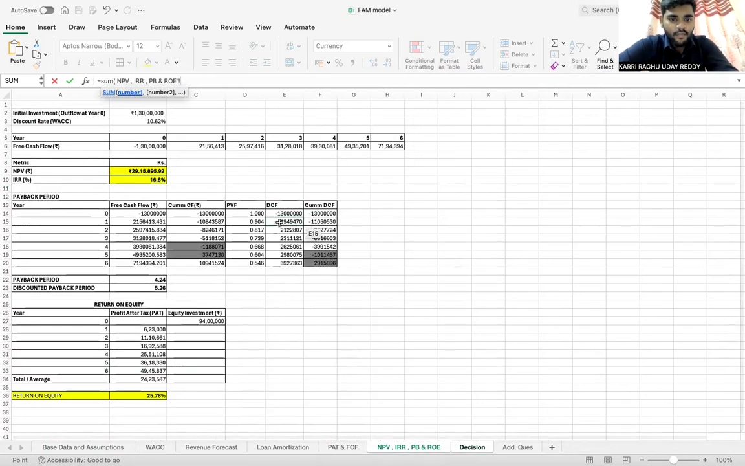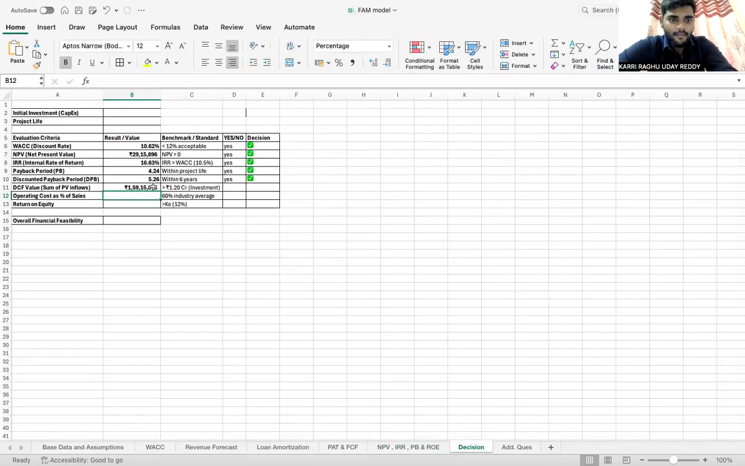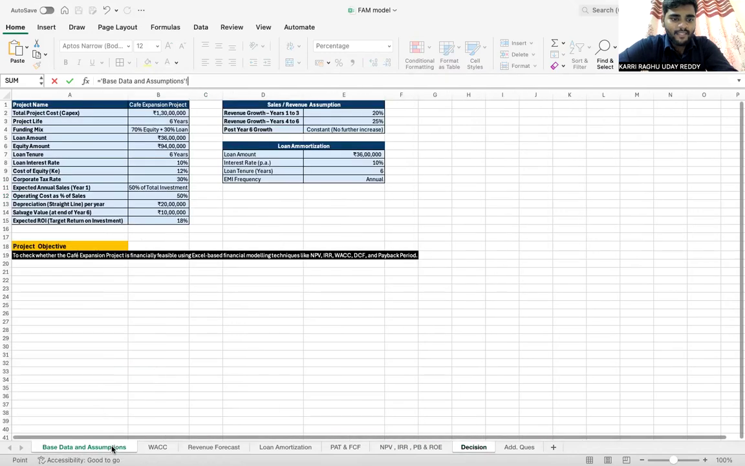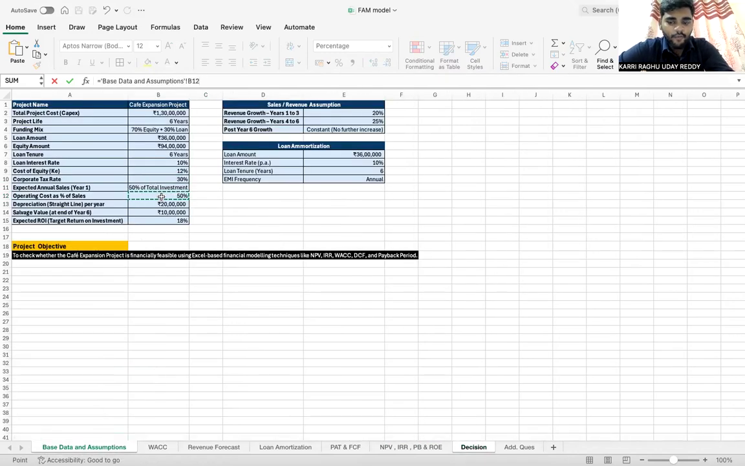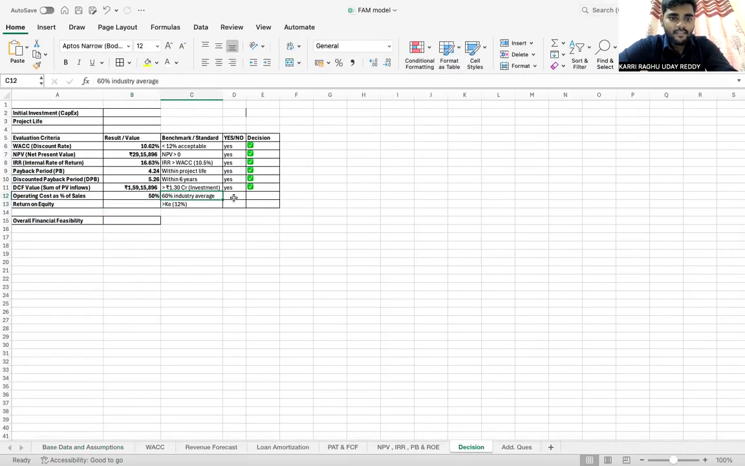See, these are the discounted cash flow values from year 1 to year 6. Now making it a sum. So the sum of these discounted cash flow values should be greater than, I think it is around 1.3 here, our initial investment. Yes, it is greater than our initial investment. It is good, so accepted. And operating cost, it is given in base data and assumptions as 50%. We have used it in revenue forecast calculation. Industry average is 60%, ours is 50%, so it is good.